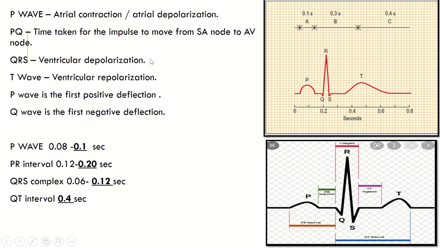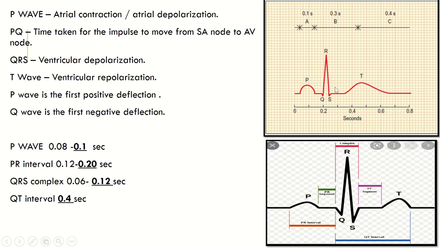Then QRS is the ventricular depolarization. When the ventricles are contracting, that is the QRS. And the T wave is the ventricular repolarization. The heart is relaxing again. The ventricle starts relaxing again. So the P wave is the first positive deflection and the Q wave is the first negative deflection. Negative means it will come down from the midline, and positive means it will go up.